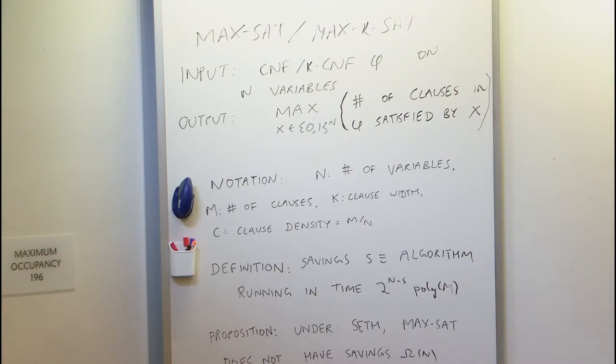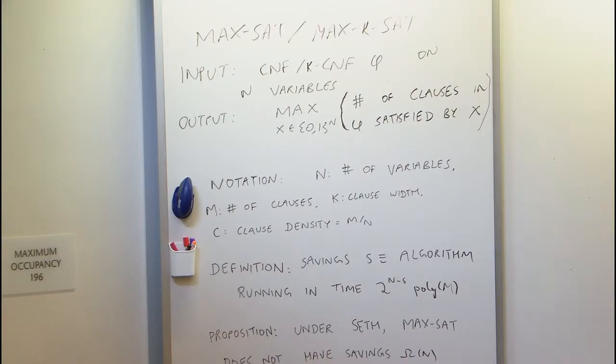And just some general notation through the talk: n will be the number of variables in a formula, m will be the number of clauses, and k will be the clause width. And we'll be interested in this parameter c, which is the clause density. So we'll be interested in cases where the formula is sparse, which means that c is a constant. So that's just the number of clauses divided by the number of variables.